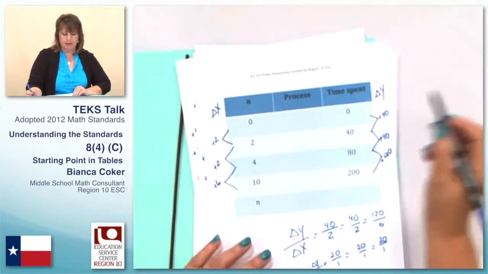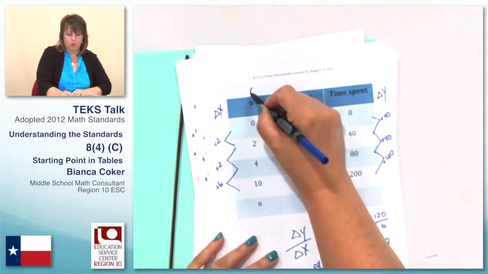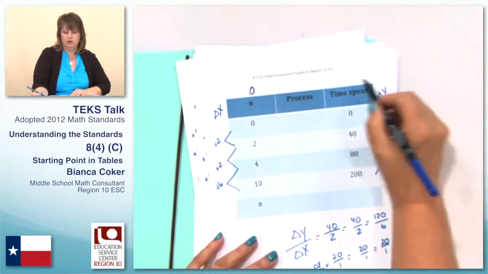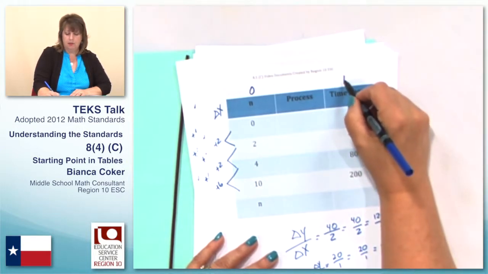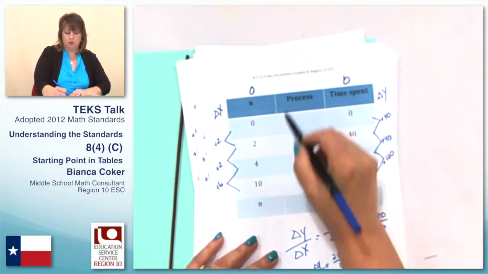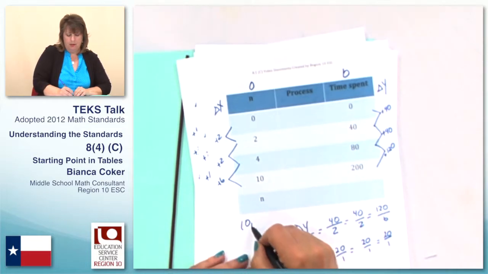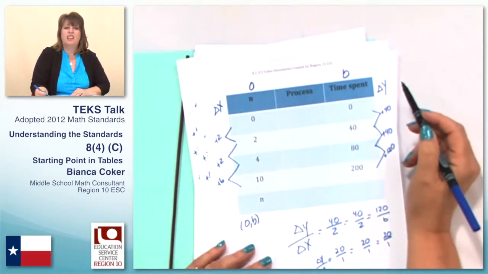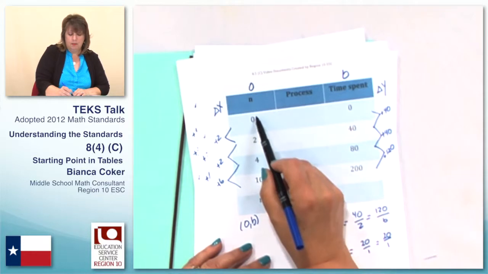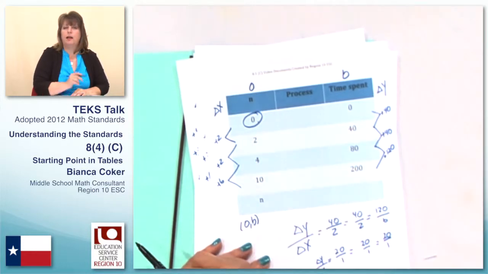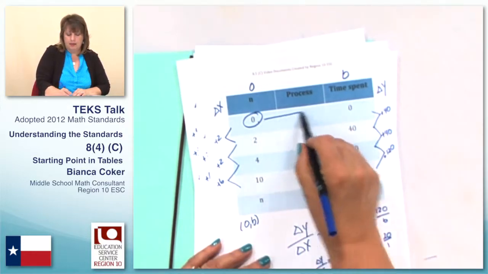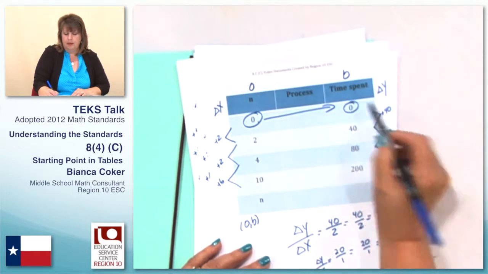Now, remember what we said: we're looking for when the independent variable is 0 and the dependent variable is whatever number that is. So we're looking for the ordered pair (0, b). That's really easy to find in this one because we have 0 right here in our table. So that tells me that my b is 0.